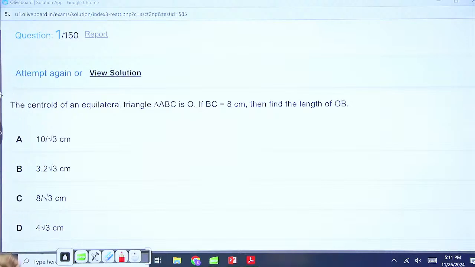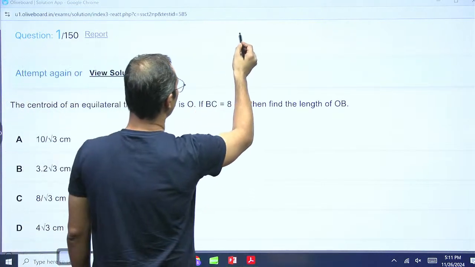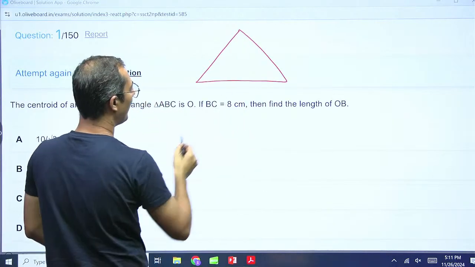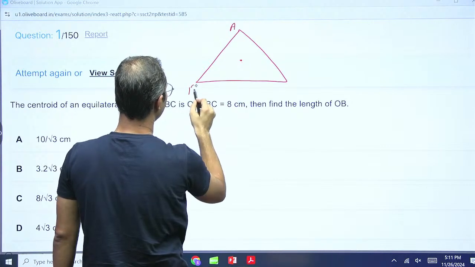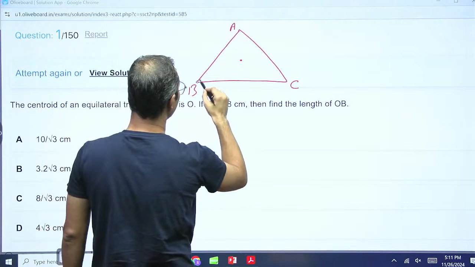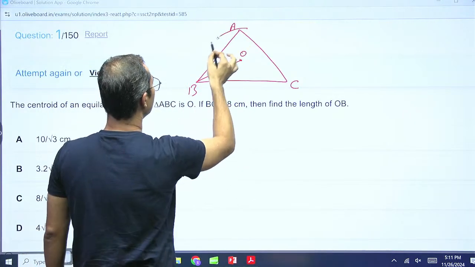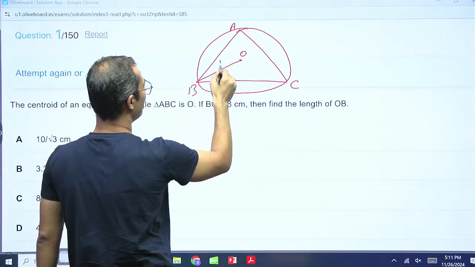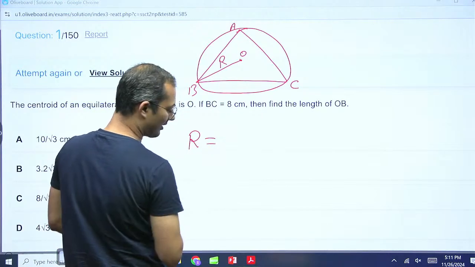See, the question is saying the centroid of an equilateral triangle. See, centroid is the intersection point of all medians. This is the equilateral triangle, all sides are equal, right? And this is the centroid. So we can say that ABC is the triangle. Now we have to find the length of OB. OB is the centroid, so we can say that this is going to be the radius of the circumcircle. So this is becoming the circumradius, and we know the formula of the circumcircle.